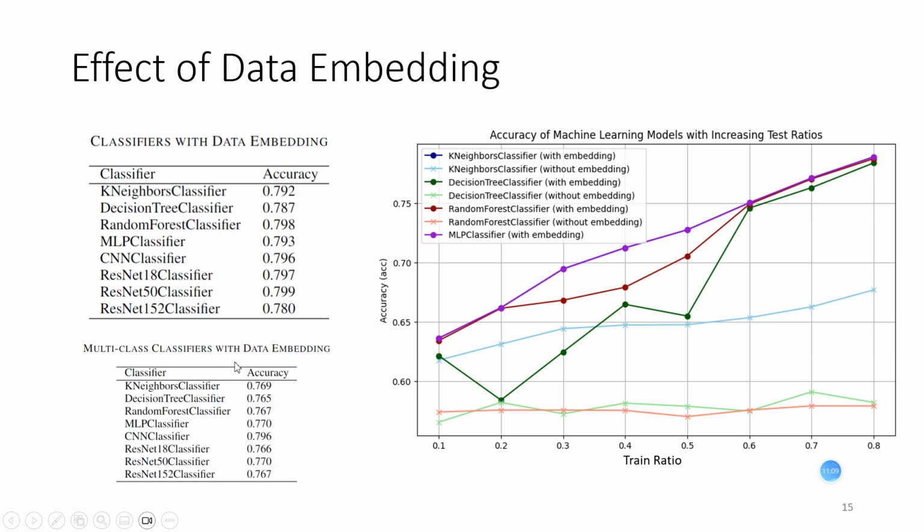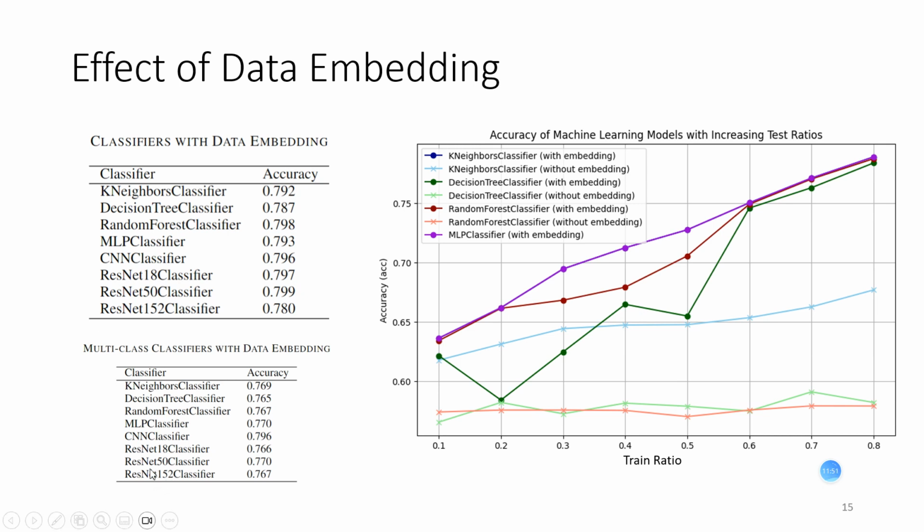For the multi-class classifier, KNN drops more than 2%. Decision tree drops slightly, about 2%. The random forest drops about 3%. Multi-layer perceptron drops about 2%. CNN classifier surprisingly does not change, and ResNet 18 drops 3%. ResNet 50 drops more than 3%, and ResNet 155 drops more than 1%. So basically, we can see that it does not change a lot for CNN.